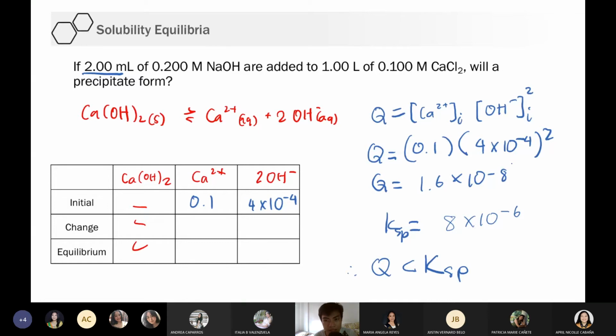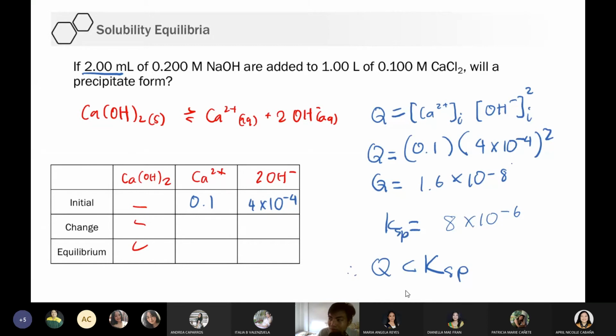Pwede rin ito gamitin as predicting the direction of the reaction. Di ba nung ginagawa niyo dun sa lecture? You compare Q with K. Kapag Q is less than K, the reaction is going to the products. In our case, since going to the products yan, wala tayong precipitate pa. However, if Q is greater than K, going to the reactant yon, di ba? To the left yung direction ng reaction.